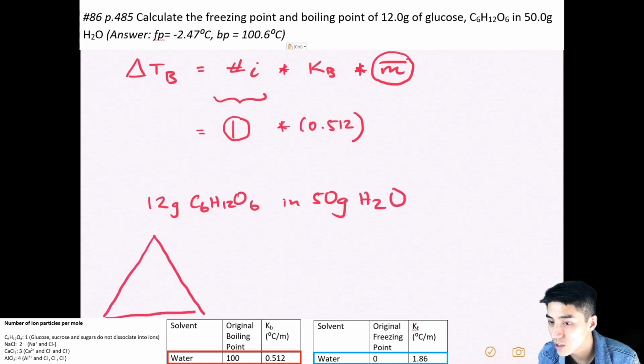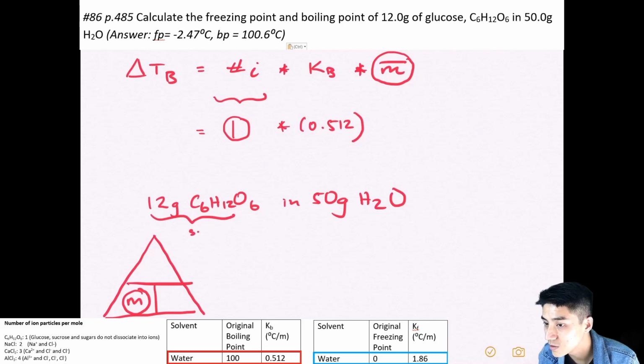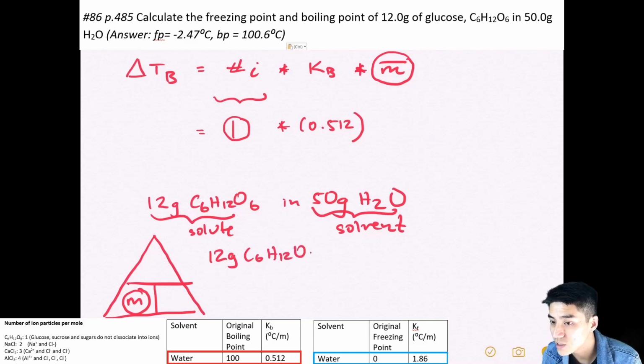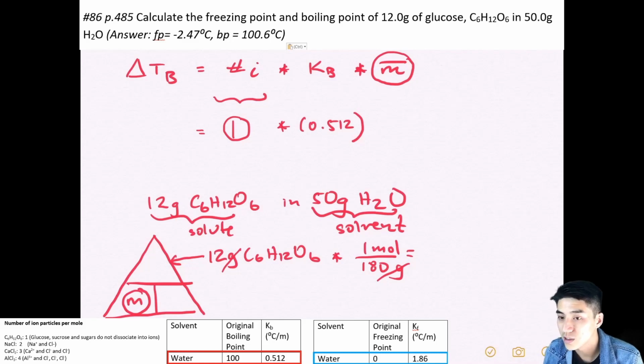So I'm going to draw the triangle again, and this is just like the molarity triangle. The only difference is you change grams of H2O into kilograms of H2O. So let's start with the solute first. Our solute is the sugar because that's the thing that dissolves in the solution. I'm going to have 12 grams of C6H12O6, and I'm going to find my way into the triangle. So I'm going to convert grams of glucose into moles of glucose by dividing by its molar mass, which is 180. The grams will cancel out. I'm left with moles, and the number that I'm going to put at the top of the triangle is 0.06 moles of glucose.